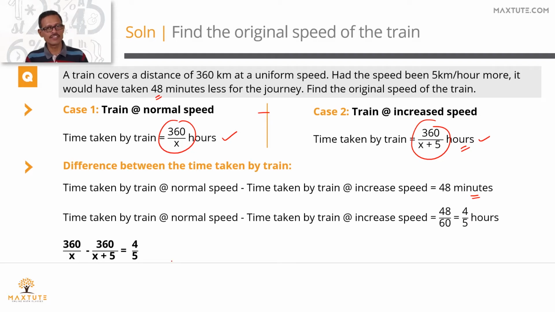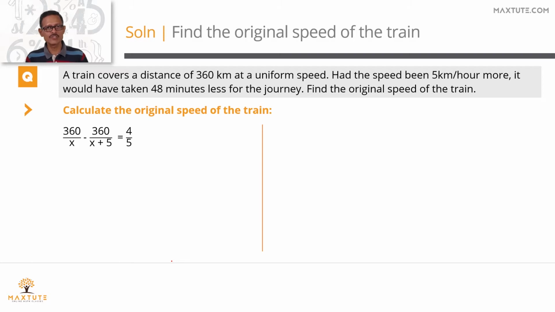Let's solve this equation and find the answer for x. That's going to be the original speed. Now it comes into pure equation mechanics. The place where we have to convert this information to the equation is practically done. How am I going to solve? I'm going to take x into x plus 5 as a common denominator. So x into x plus 5 is the common denominator.